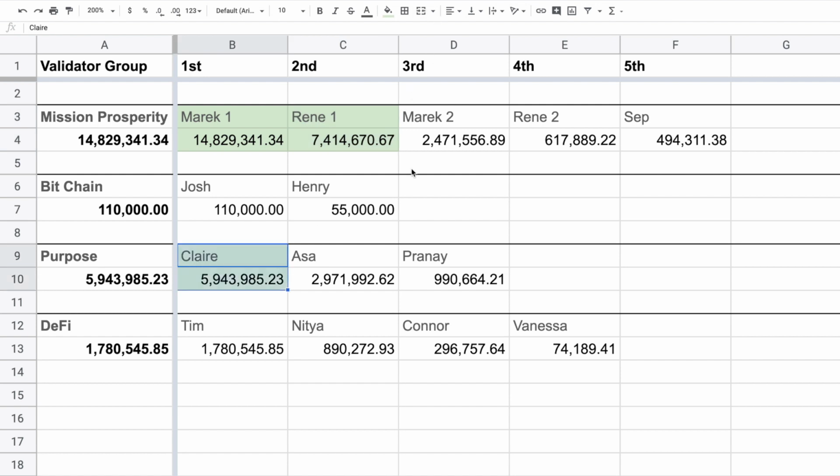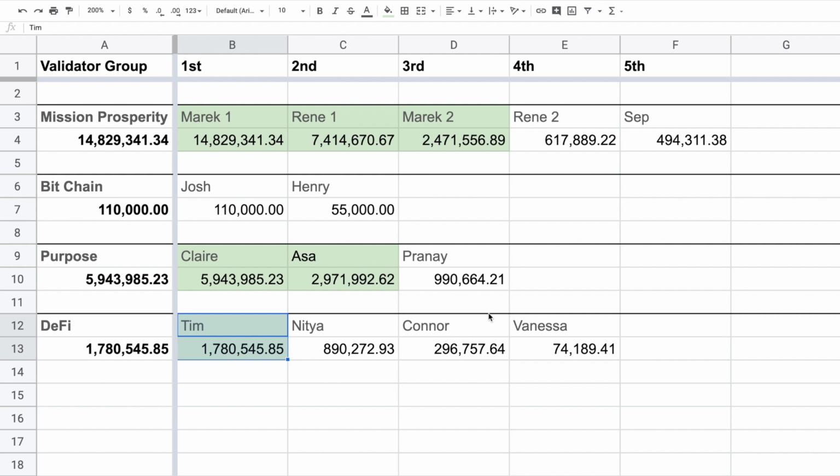The next one would be Asa. In the 5th place, we have Merrick 2. The 6th place would be Tim. After the election, there are 6 elected. Some groups have multiple validator nodes elected, and some groups have none elected.